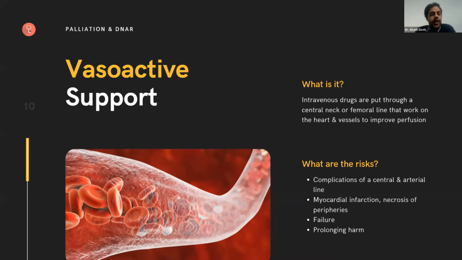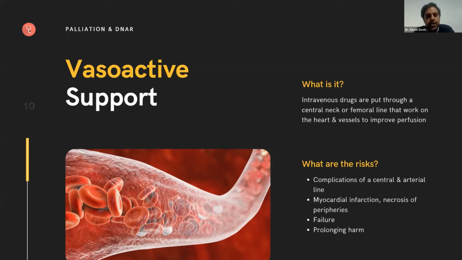What are the risks? Well, the risks are the complications of a central and/or an arterial line. So this includes bleeding, because particularly in the neck, it can be quite close to the lungs. You may cause a pneumothorax, and it can cause a lot of pain and distress. And then because we're squeezing things and making things often work harder, there is a risk of a heart attack, or the risk that we may lose blood flow to the extremities because we're squeezing the blood vessels and trying to get the blood pressure up to improve perfusion to the vital organs. By promoting it to the vital organs, we might sacrifice it from the less vital ones.